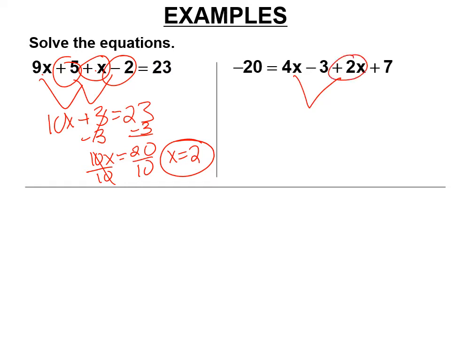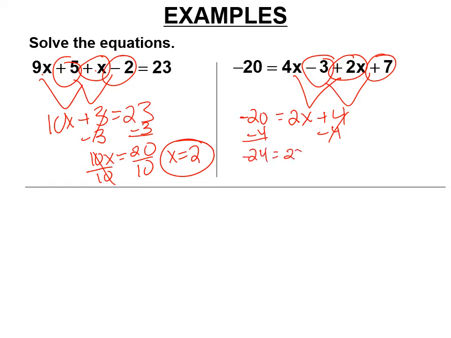4x plus 2x, we have negative 20 equals 4x plus 2x, which is 2x. Negative 3 plus 7 is positive 4, so we get a two-step equation of negative 20 equals 2x plus 4. Subtract 4 from both sides. Negative 20 minus 4, negative 24 equals 2x. Divide both sides by 2. Negative 12 equals x.